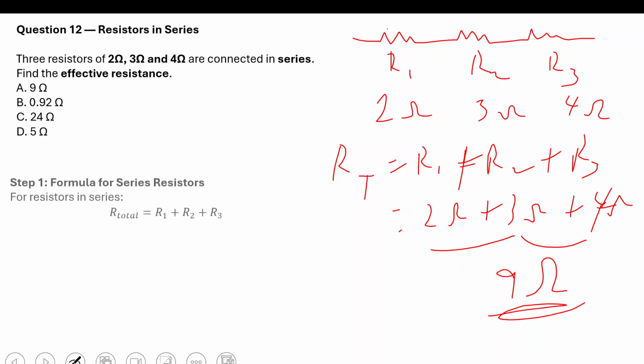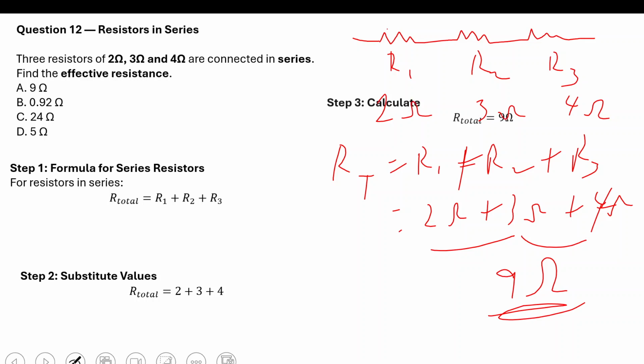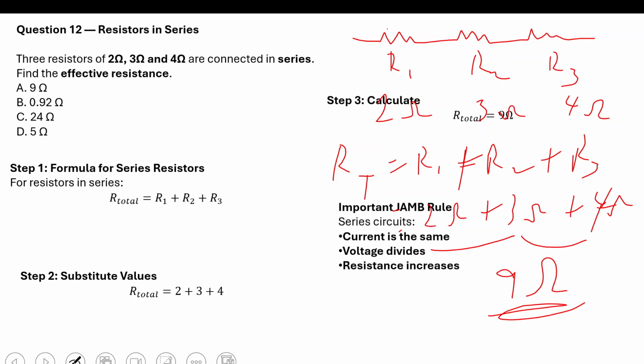If they were in parallel, the answer would take another form. An important rule in JAMB is that you should know the series circuit. For a series circuit, current is the same. If current I is flowing through here, the same will flow through here, and here. But voltage divides. So the voltage here will be V1, different from V2, different from V3. The voltages will be different, but the current will be the same.